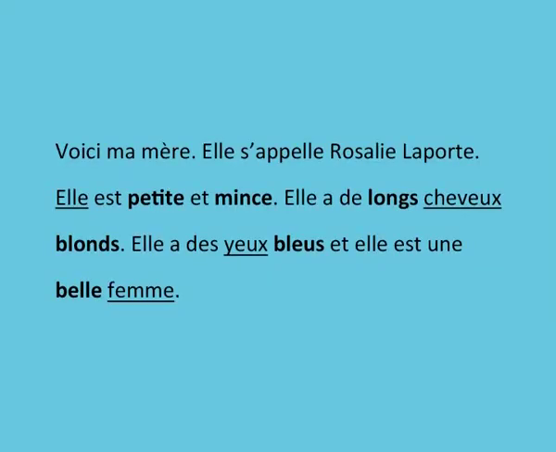Voici ma mère. Elle s'appelle Rosalie Laporte. Elle est petite et mince. Elle a de longs cheveux blonds. Elle a des yeux bleus et elle est une belle femme. In this text, there are 6 qualifying adjectives. These adjectives are highlighted in bold letters. The nouns they modify are underlined.